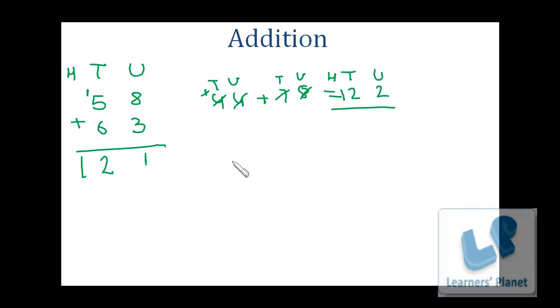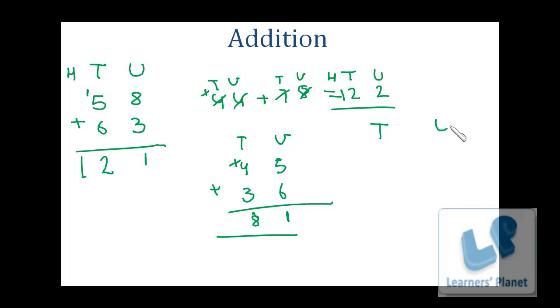Now let's take some more examples. Suppose we have 45 plus 36. Now 6 plus 5, that equals 11. 1 over here, 1 over here. Now 4 plus 3, that's 7, and plus 1, 8.